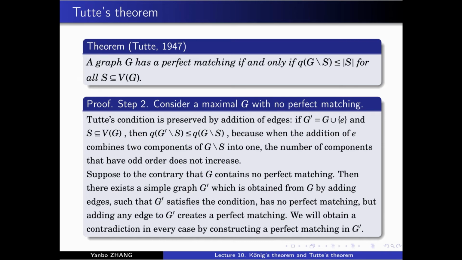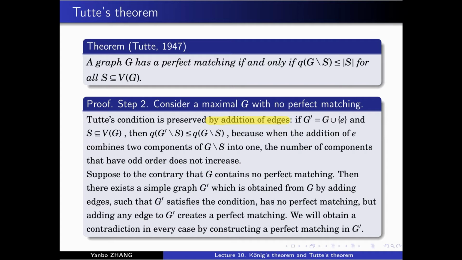Now we come to prove the sufficiency. If q(G - S) is less than or equal to the size of S for all S contained in V(G), then G has a perfect matching. Tutte's condition is preserved by addition of edges.